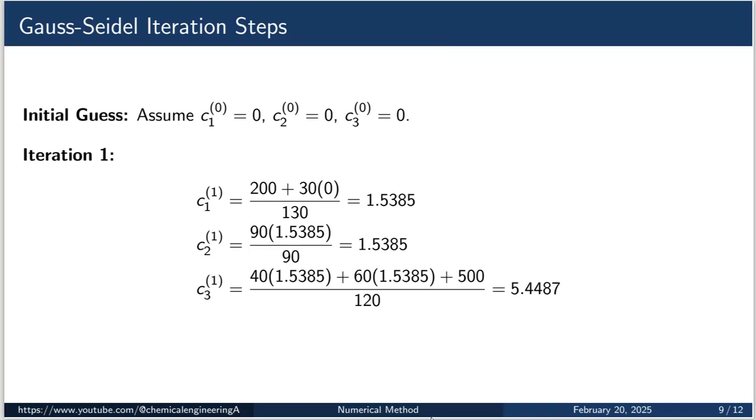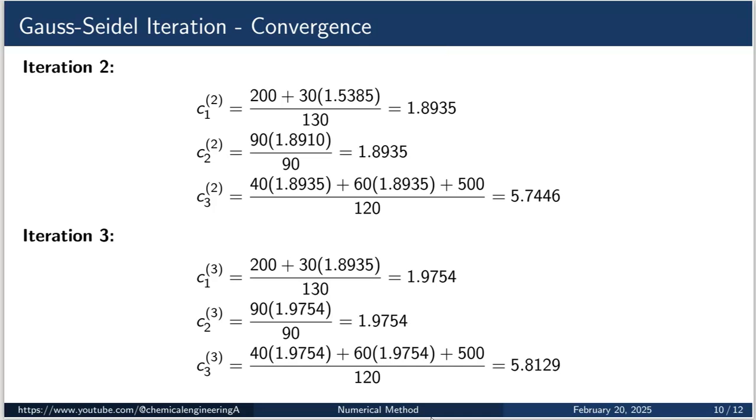Now we plug these values in. First we plug in the C2 value and get C1, and we know C1 is equal to C2, so the same value. Now the updated values we can put into C3, so C3 will be 5.4487. Similarly, in the next iteration C1 and C2 are 1.5385. We plug in C2 and C1 will be 1.8935. Similarly C2 will be 1.8935. If I put the updated values in the C3 equation, we get C3 as 5.7446.